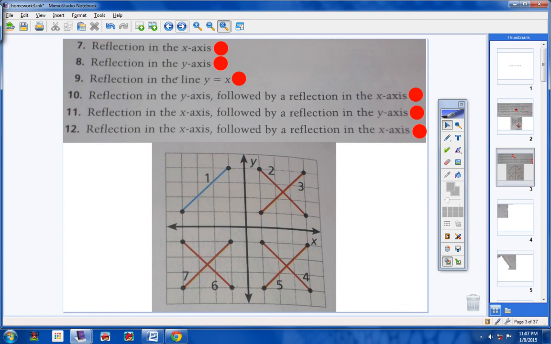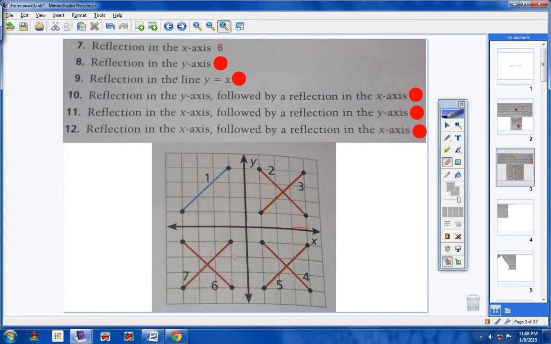Now, this will be really interesting and pretty tough, so listen carefully. Name the image of segment 1. Okay, so here's segment 1 right here. Now, I want you to reflect segment 1 in the x-axis. So here's the x-axis. If you were to fold a piece of paper right on this red line, this blue line would fall right on top of this line right here. And what is this line called? Line 6. So the answer is line 6.